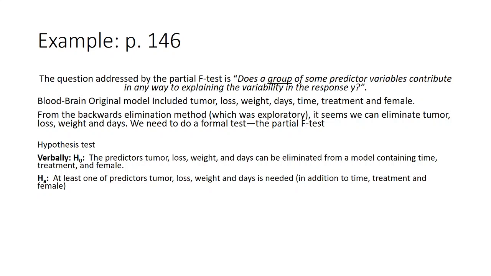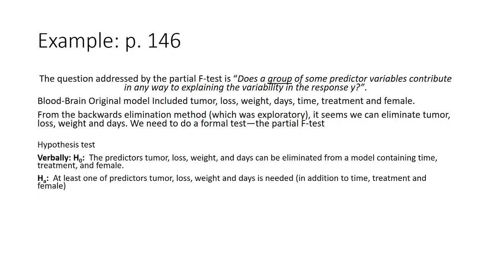So let's go to page 146. And remember, the question is, does a group of some predictor variables contribute in any way to explaining the variability in the response y? So the original blood-brain model included tumor, loss, weight, days, time, treatment, and female. And from the backwards elimination model, again, which is just exploratory, it seems we can eliminate tumor, loss, weight, and days. And so we just need to use the formal statistical test to determine, yes, we can throw these out.